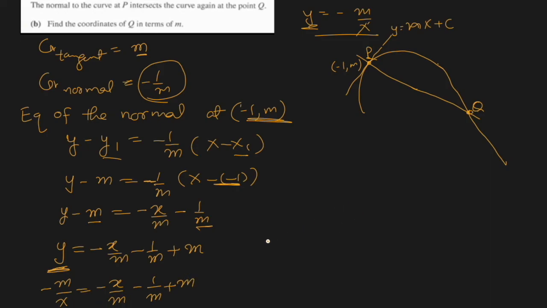Now let's get rid of the denominators now, because we have m here, x here. Let's multiply the whole equation by mx so that the denominators are gone. Mx multiplied by minus m over x, x and x will cancel out. We'll be left with minus m square. Okay, here m and m will get cancelled out. X times x will be minus x square. Here same way m and m cancels out, so minus x.